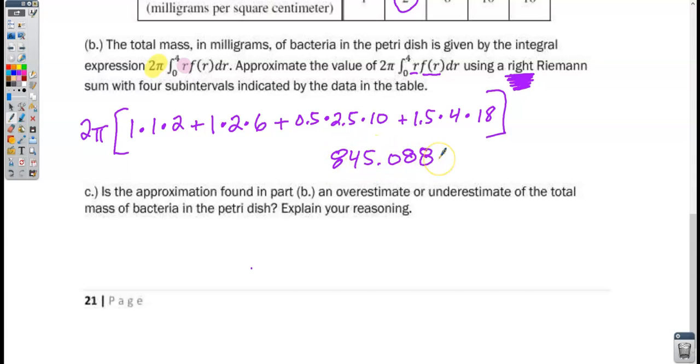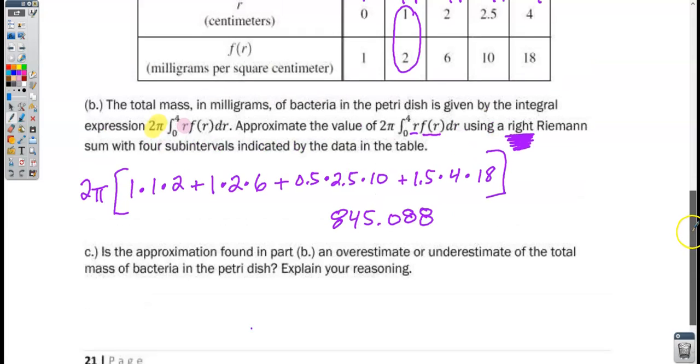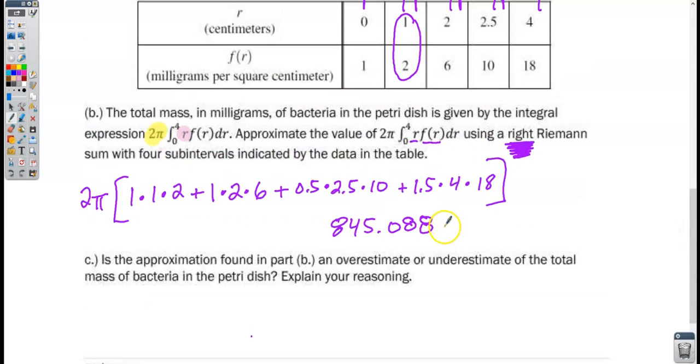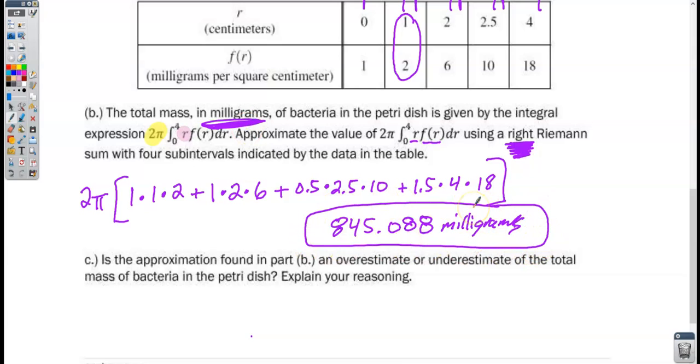845.088. And my unit of measure here is what? Milligrams? Total mass in milligrams. Yeah, they gave us the unit in the question even. So, all right, there's my approximation.